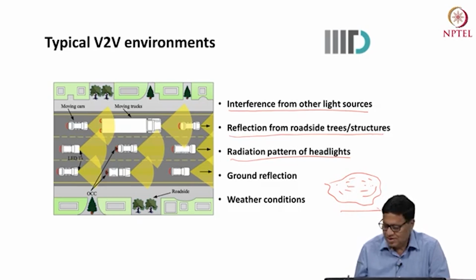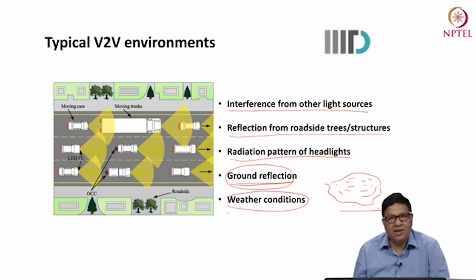It has a pattern which is designed for road safety and for illuminating the road during night conditions. And then ground conditions: what is the surface of the ground or the road, what is the reflection coefficient of the road, whether it is diffuse or scattered, which depends on the quality of the road. And then weather conditions, because light communication will be impacted by the weather conditions.